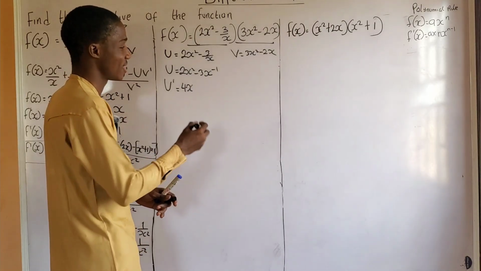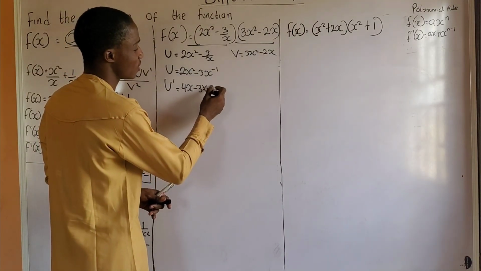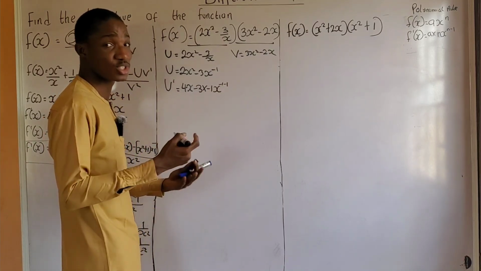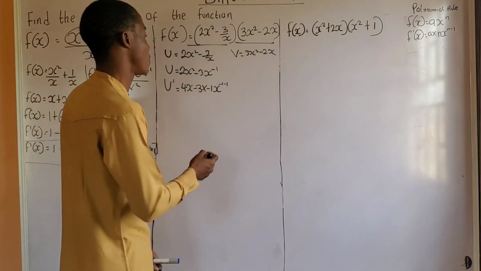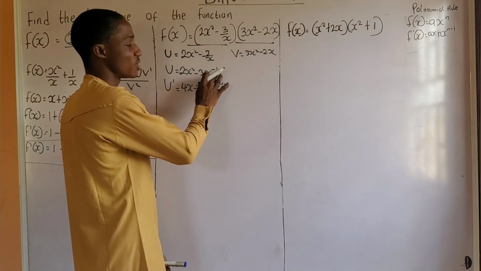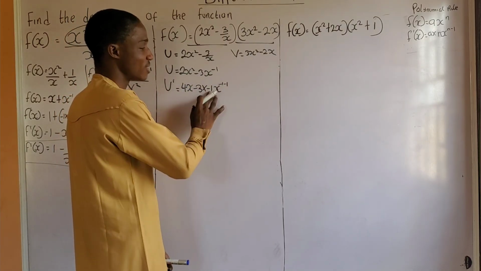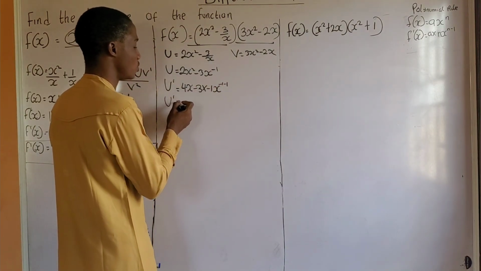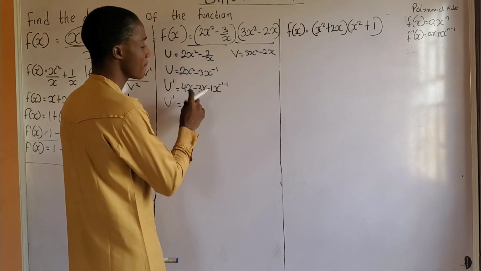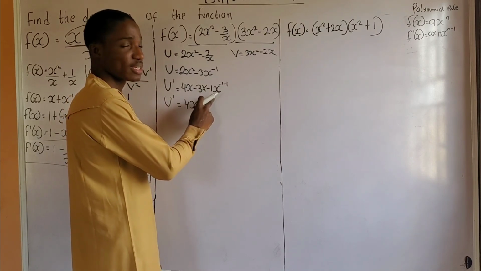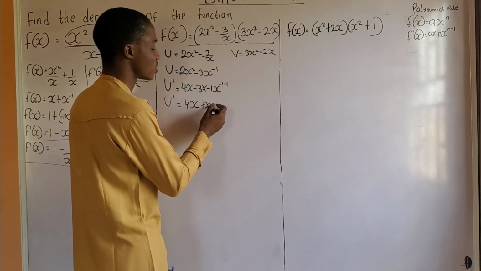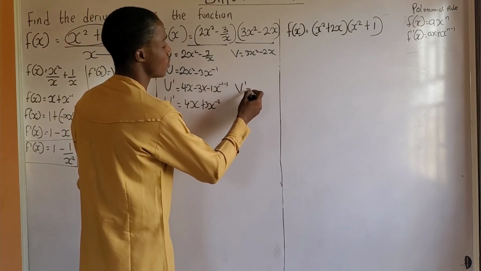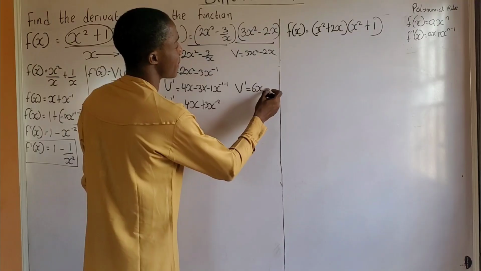I will explain, okay? Minus 3 times minus 1, x raised to the power of minus 1 minus 1. Do you know? According to the polynomial rule that I taught you, if you differentiate negative 3x to the power of 1, you're going to have negative 3 times negative 1 times negative 1 minus 1. Okay? So for this, the derivative of u will be equal to 4x minus 3 times negative 1, that is plus 3. I'm going to have plus 3x raised to the power of negative 2. The derivative of v will be equal to 6x minus 2, right?